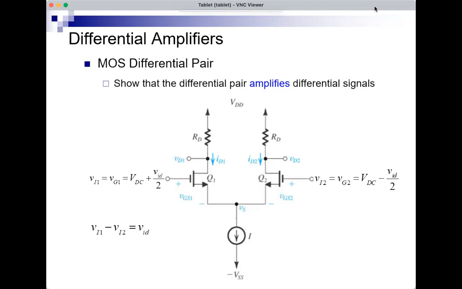And we also showed that when the two inputs are plus VID over 2 and minus VID over 2, so fully differential, we call this fully differential, the signal voltage at this node, the source of the two MOSFETs, there's no signal right here. So this voltage Vs would be zero, signal zero.